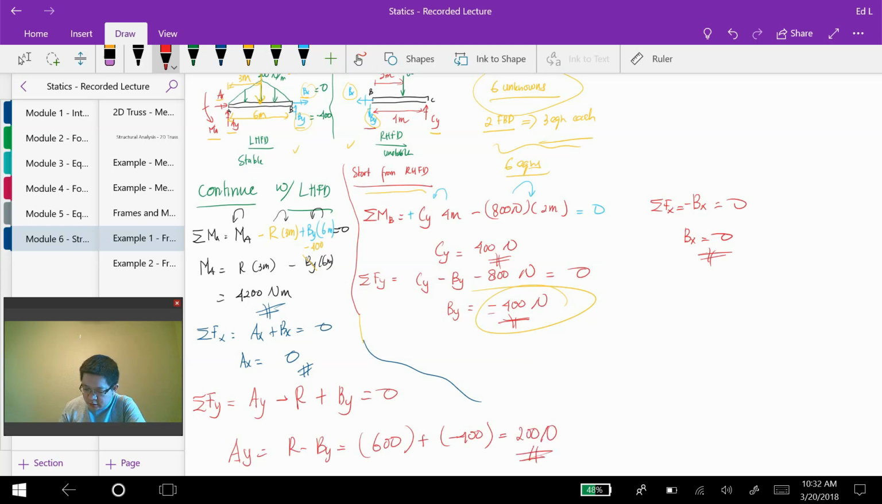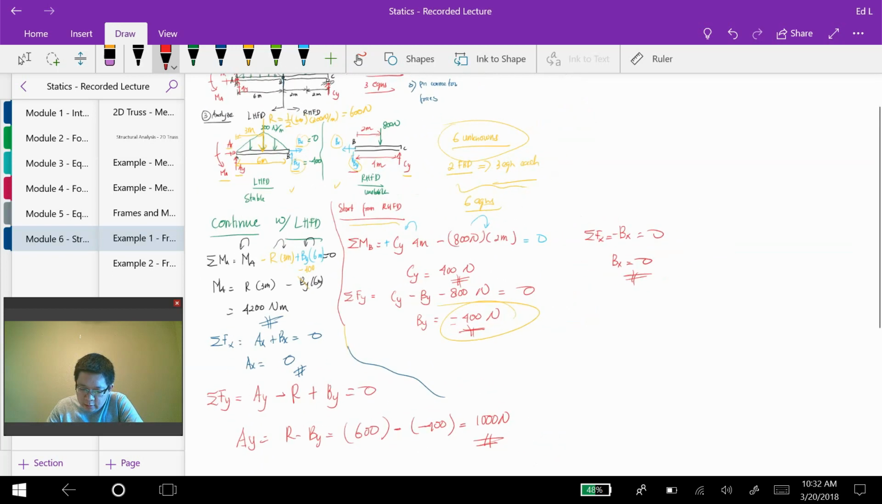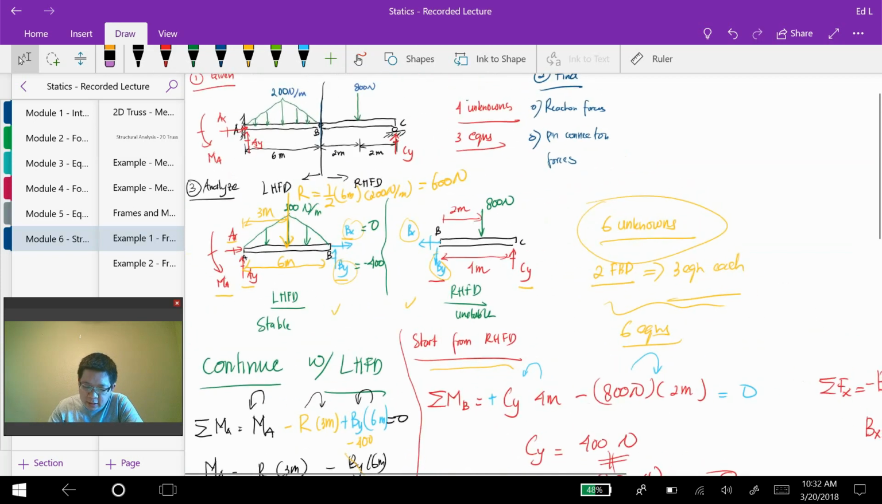Oh, this should be negative, right? Negative of negative, it becomes 1000 Newtons. All right, and I think with that we have already calculated all of the 6 unknowns that we encountered in these 2 free body diagrams over here, right?